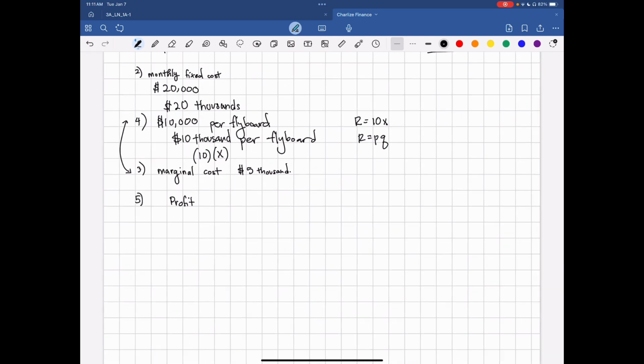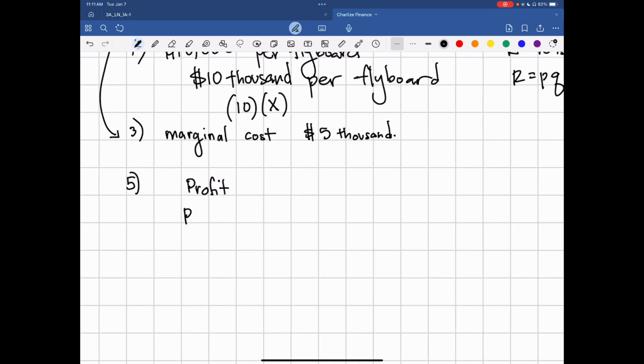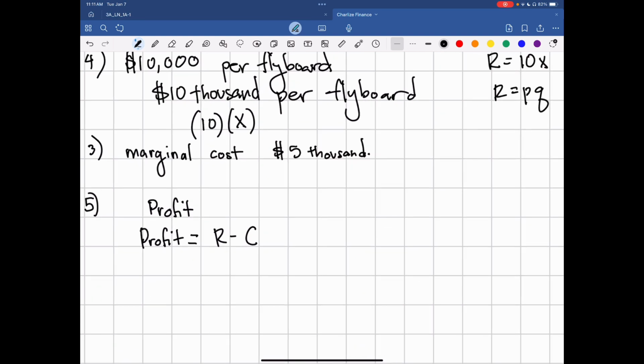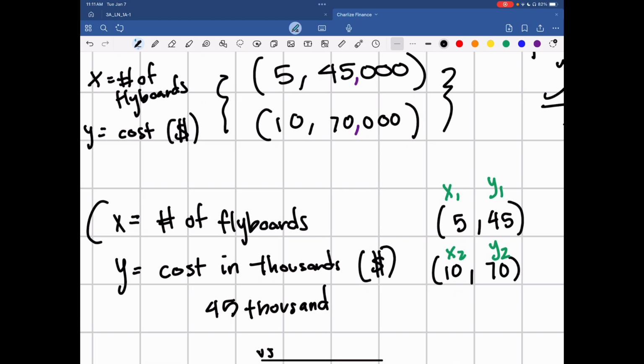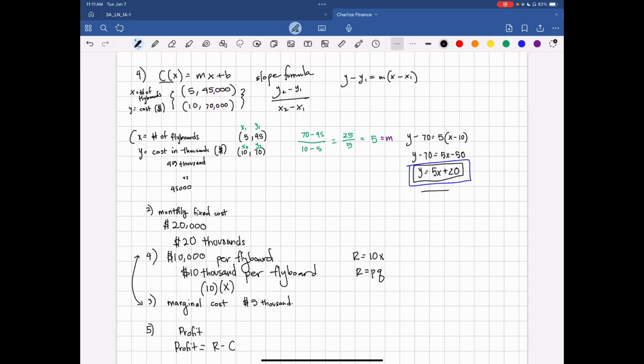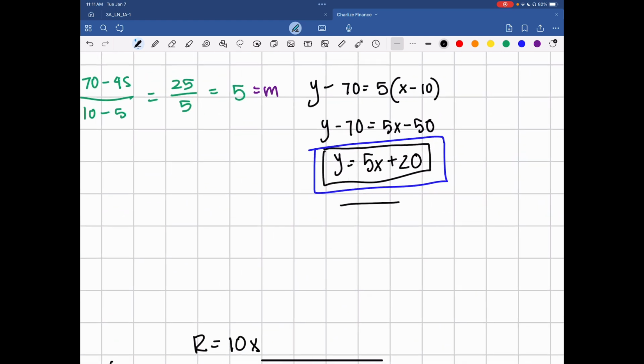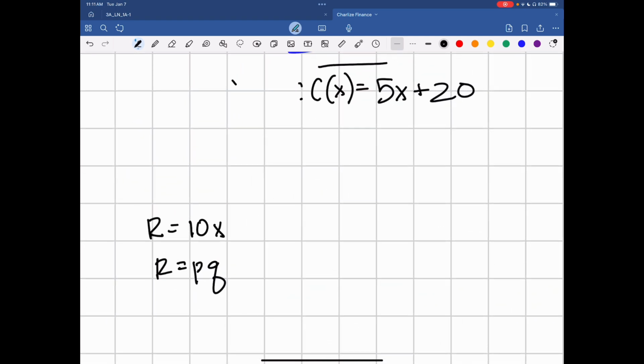So the equation for profit is, I'm just going to write out profit because I think I have another P. Profit is equal to R minus C, revenue minus cost. I know that I have 2 equations already. Y, again, it might be confusing. Y is the same thing as C of X. So instead of Y equals 5X plus 20, I'm going to say C of X equals 5X plus 20. And so this is the cost.